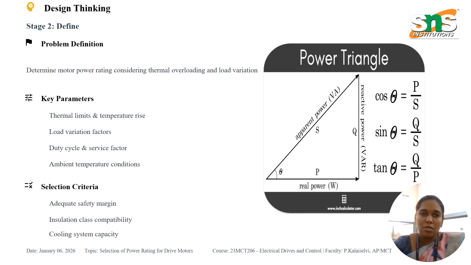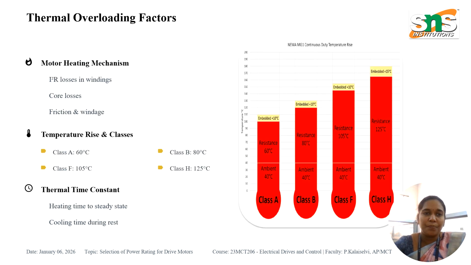The next stage is define. Here we define the problem: we determine the motor rating by considering the thermal limit, load variation factors, duty cycle, service factor, ambient temperature, etc. The selection criteria must include an adequate safety margin, proper insulation class, and sufficient cooling capacity. This converts application needs into engineering parameters.